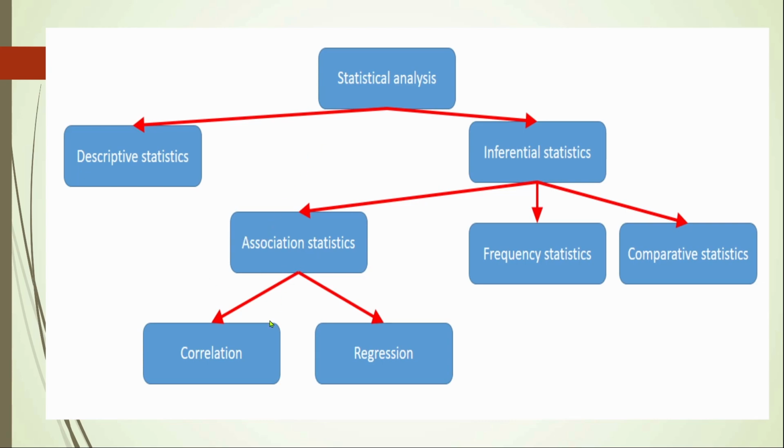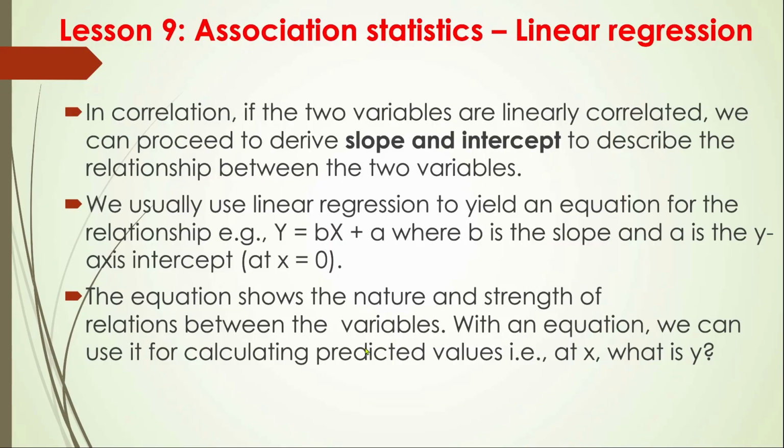Welcome to Lesson 9 of Practical Biostatistics. We have looked at association statistics of correlation. For today's lesson, we'll be looking at linear regression. In correlation, if the two variables are linearly correlated, we can proceed to derive the slope and intercept to describe the relationship between the two variables. Then we obtain an equation for the relationship by using linear regression.